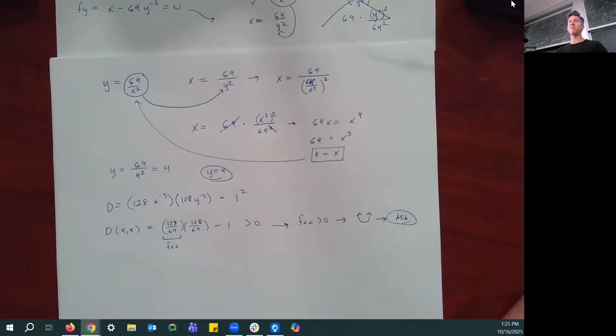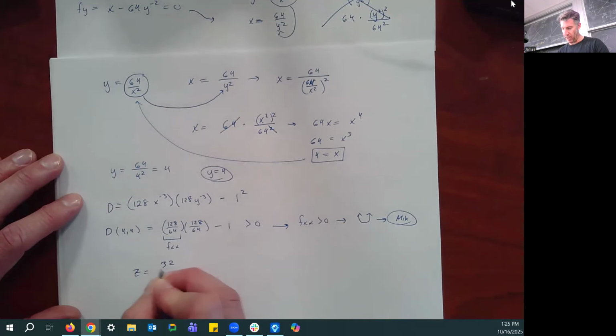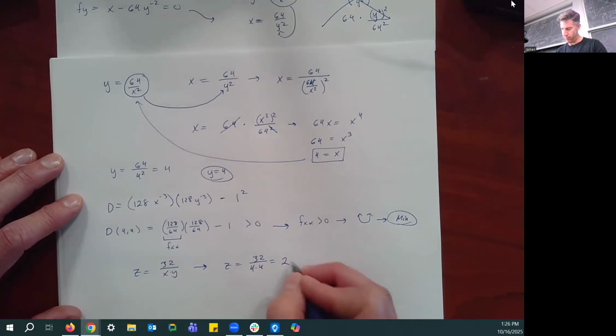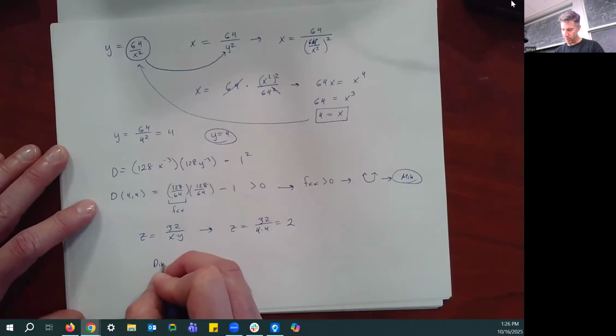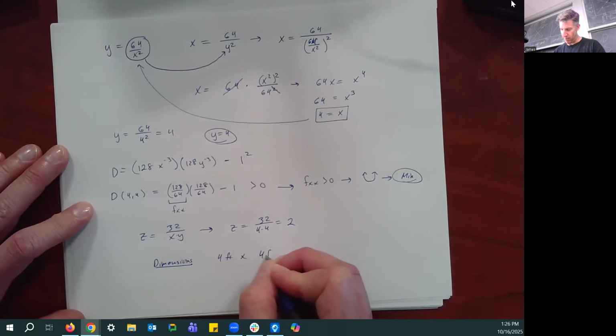I probably didn't phrase this question particularly well, but what I should have asked is to find the dimensions to construct a box with a volume of 32 cubic feet and a minimum surface area. To answer that, I haven't quite finished, because while I have found the x and y dimensions, I still have to find the z dimension. If you remember, z was equal to 32 divided by x times y. If we plug in 4 and 4, we get z equal to 32 divided by 4 times 4, which is 2. So the dimensions of this box are 4 feet by 4 feet by 2 feet high.